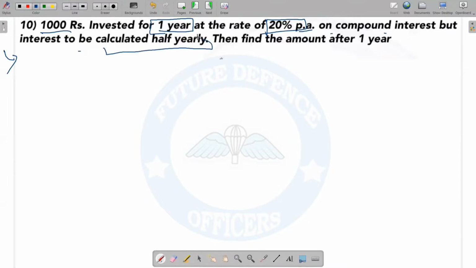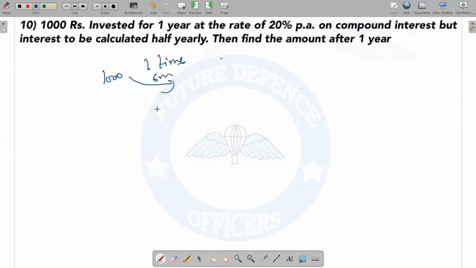Now this is a clever person. What is he doing? You are taking the money for 1 year, but he wants to calculate the interest after 6 months. Means you can understand the question like this. You invested 1,000 rupees, then you can take 6 months as one time period. So he will be taking 20% for 1 year, per annum.